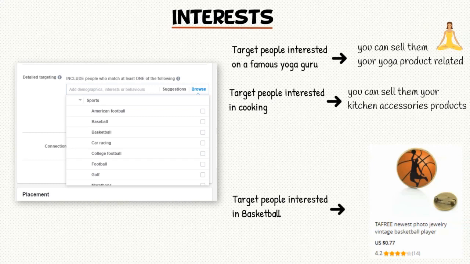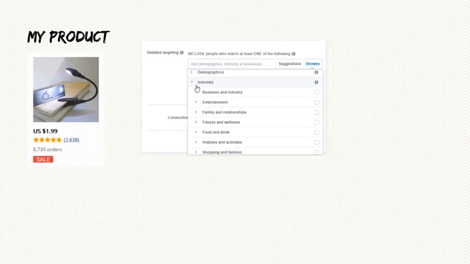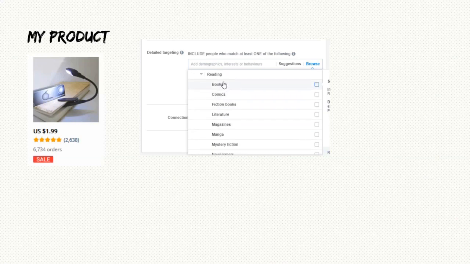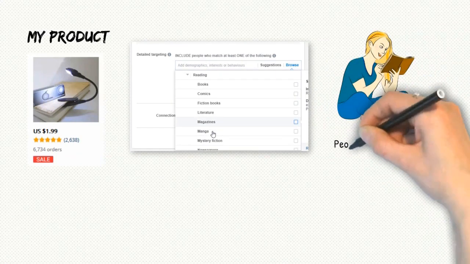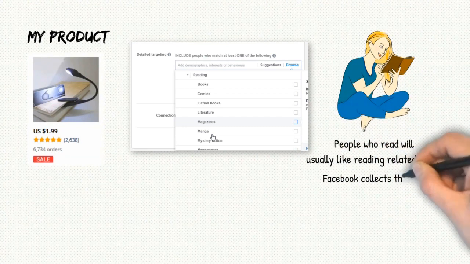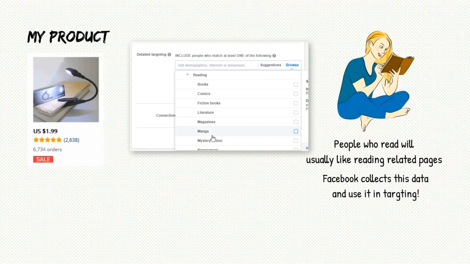This section is super clear and easy to use. Let's say I want to sell this book live. I can go here and tell Facebook to target people interested in reading. People who read will usually like reading related pages. Facebook collects this data and when you ask Facebook to target readers, Facebook will target them based on the data it collected.